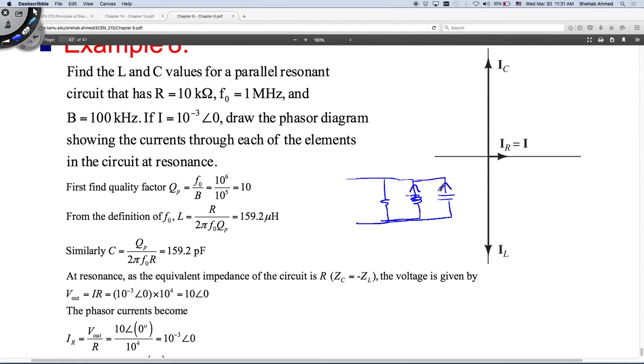So these two currents will be opposing each other, basically. If the two currents are opposing each other, then the sum of the currents going into this node is 0. Right? If this and this are equal, and if this and this are equal, then the current coming in here is 0.